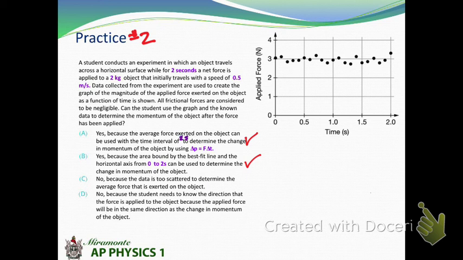No, because the data is too scattered to determine the average force that is exerted on the object. It's a little bit scattered, but you could do your best estimate and figure out what the general force is. It's around 3 newtons over 2 seconds, so it's going to be about a 6 newton second change.